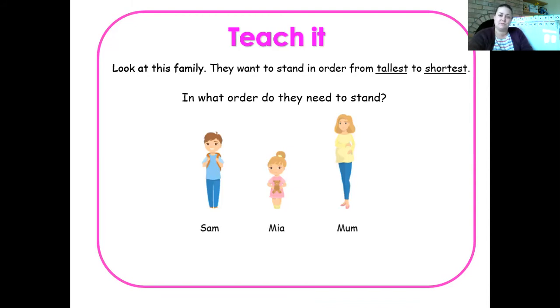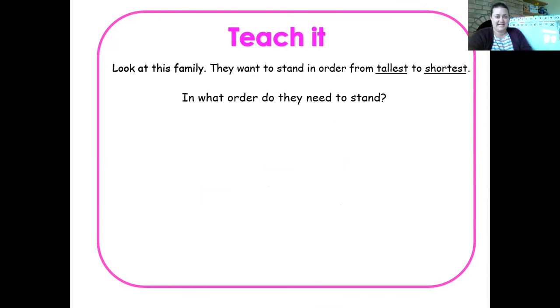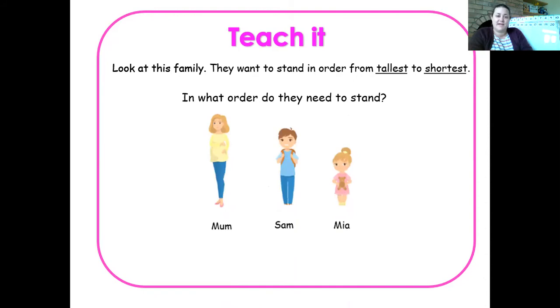Who would go in the middle? Would it be Mia or would it be Sam? Good, it would be Sam, wouldn't it? And Mia is the shortest, so she needs to be at the other end. So there we have Mum, then we have Sam, and then we have Mia. And we could put those three in order just by looking at them, couldn't we? We didn't need to get our ruler or our tape measure, we could just see.